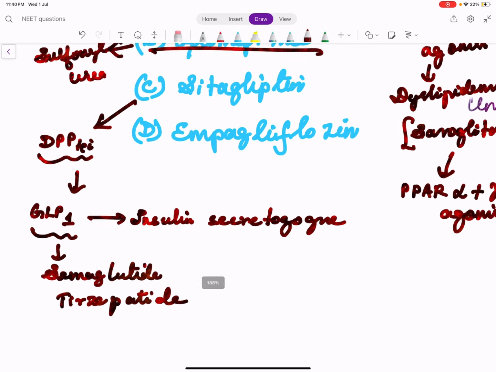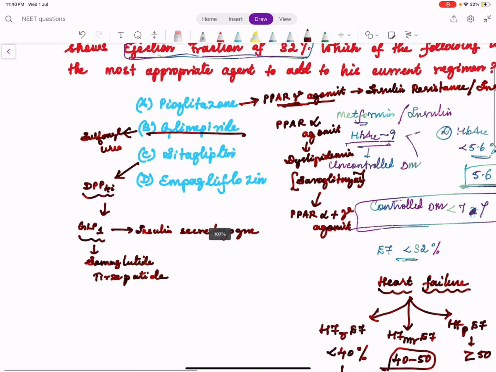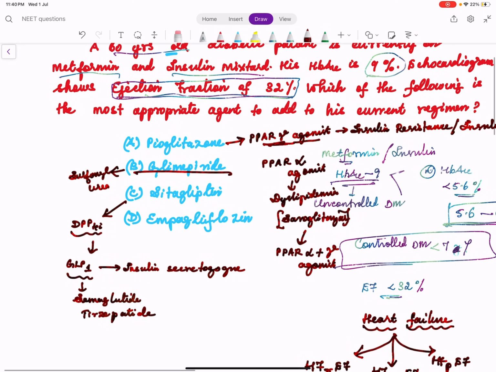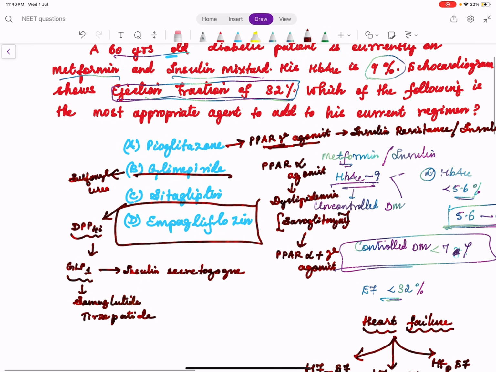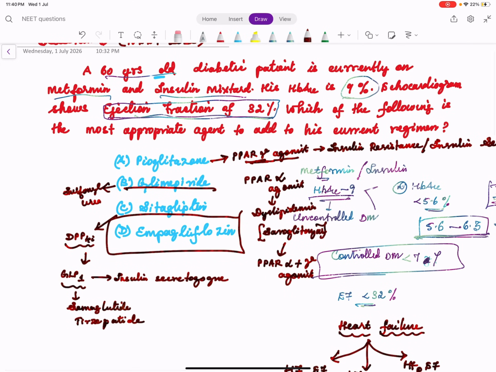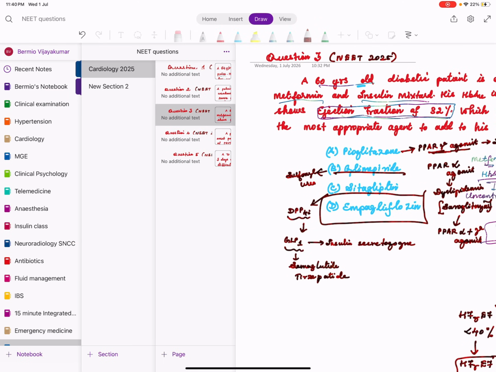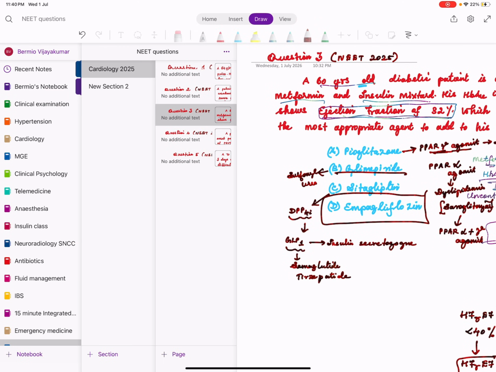Okay. So sitagliptin is actually a good drug, but remember, the one drug which is used in heart failure among anti-diabetic drugs is the SGLT2 inhibitor. So it is empagliflozin. Right? So this question is about heart failure and anti-diabetic drugs. We just combined both. So let us go to the next question.